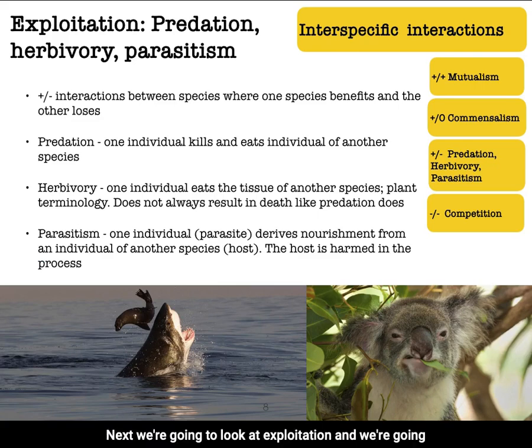Next, we're going to look at exploitation, and we're going to consider interactions between species such as predation, herbivory, and parasitism. These are all plus-minus interactions where one species benefits in terms of survival and reproductive success and the other loses. Predation is a situation where one individual kills and eats another individual. Predators have an acute sense for locating prey, such as the heat-sensing organs used by pit vipers. Some predator adaptations for capturing prey include claws, fangs, and poison.